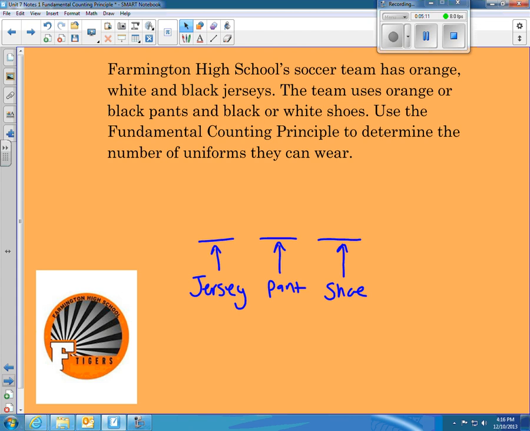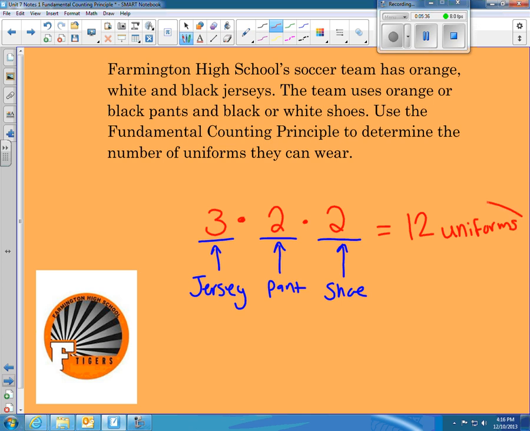So we have choices for our jerseys: orange, white, and black jerseys. So we have 3 choices here. Remember, we're going to multiply our choices. We can choose orange pants or black pants, so we have 2 choices for pants. And we can have black or white shoes, so we have 2 choices for shoes. So if we multiply those, 3 times 2 gives us 6, times 2, we have 12 uniform choices that we can choose from.